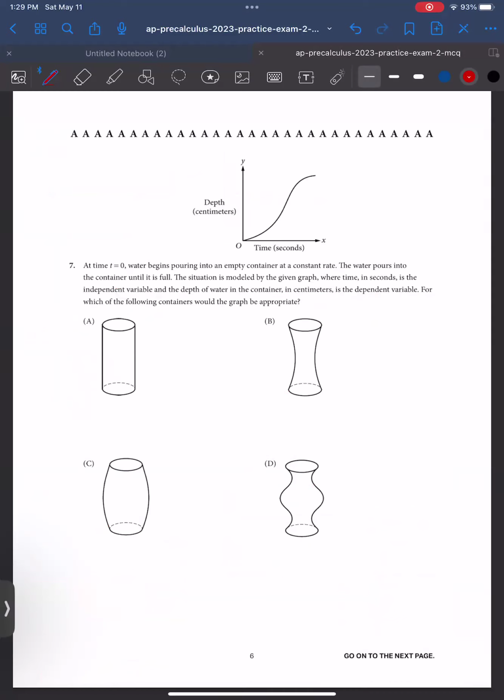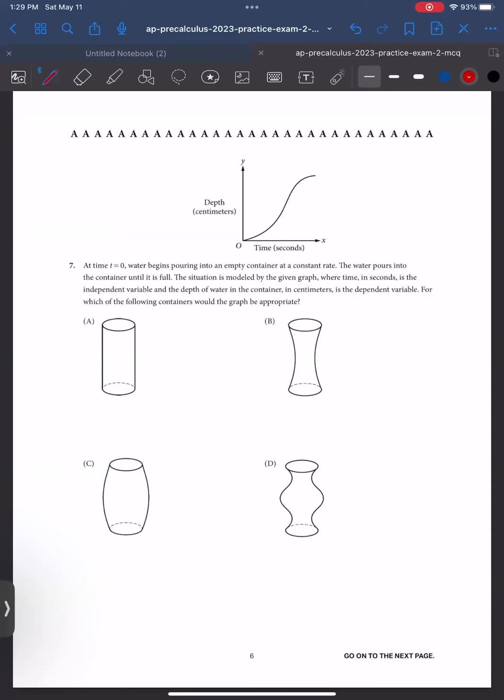Oh, these are fun. I think this is the most geometry kind of question you would get. Oh, it's not so bad. At time t equals 0, water begins pouring into an empty container at a constant rate. The water pours into the container until it is full. The situation is modeled by the given graph, where time in seconds is the independent variable and the depth of water in the container in centimeters is the dependent variable. For which of the following containers would the graph be appropriate?